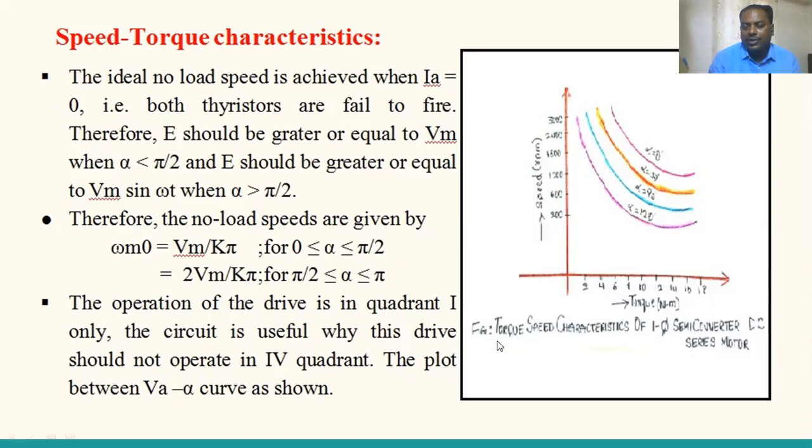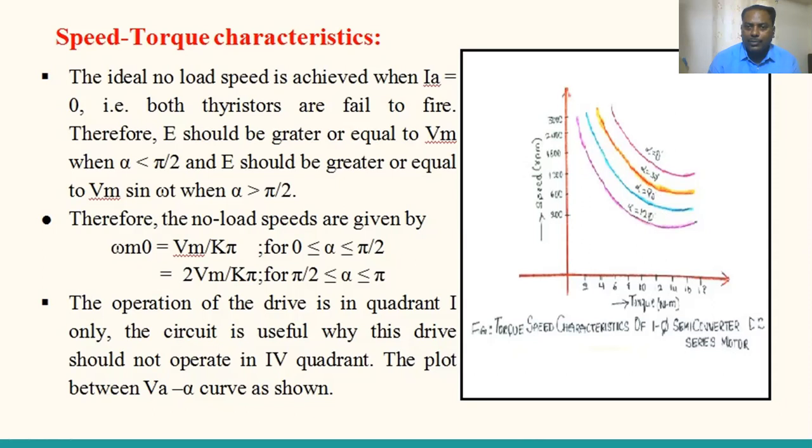You can observe here the speed torque characteristics of the single phase semi-converter fed DC series motor. One more important thing: this drive is a first quadrant drive, right? As long as the drive operates from 0 to 180 degrees, the average output voltage and average current are both positive. The characteristics occupy only the first quadrant itself. So why can this drive not operate in the fourth quadrant?